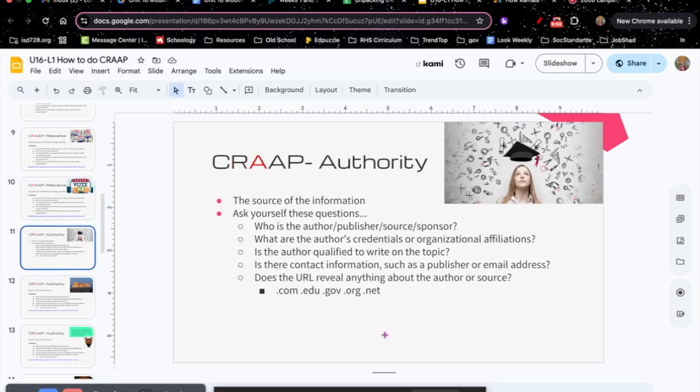Let's do authority. So, authority is the source of the information. So, ask yourself these questions. Who is the author, publisher, source, sponsor? What are the author's credentials or organizational affiliations? Is the author qualified to write on this topic? Is there contact information, such as a publisher or email address? And does the URL reveal anything about the author or source? So, is it a .com, .edu, .gov, .org, .net?